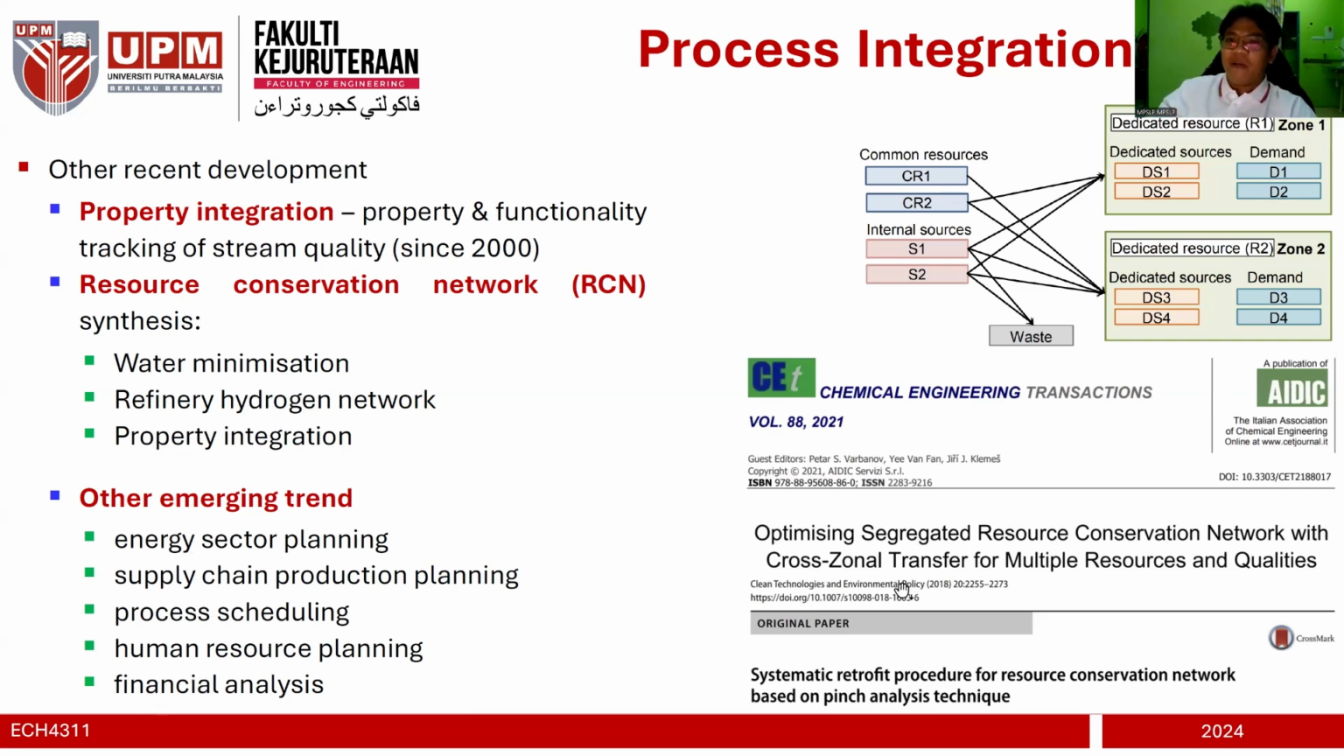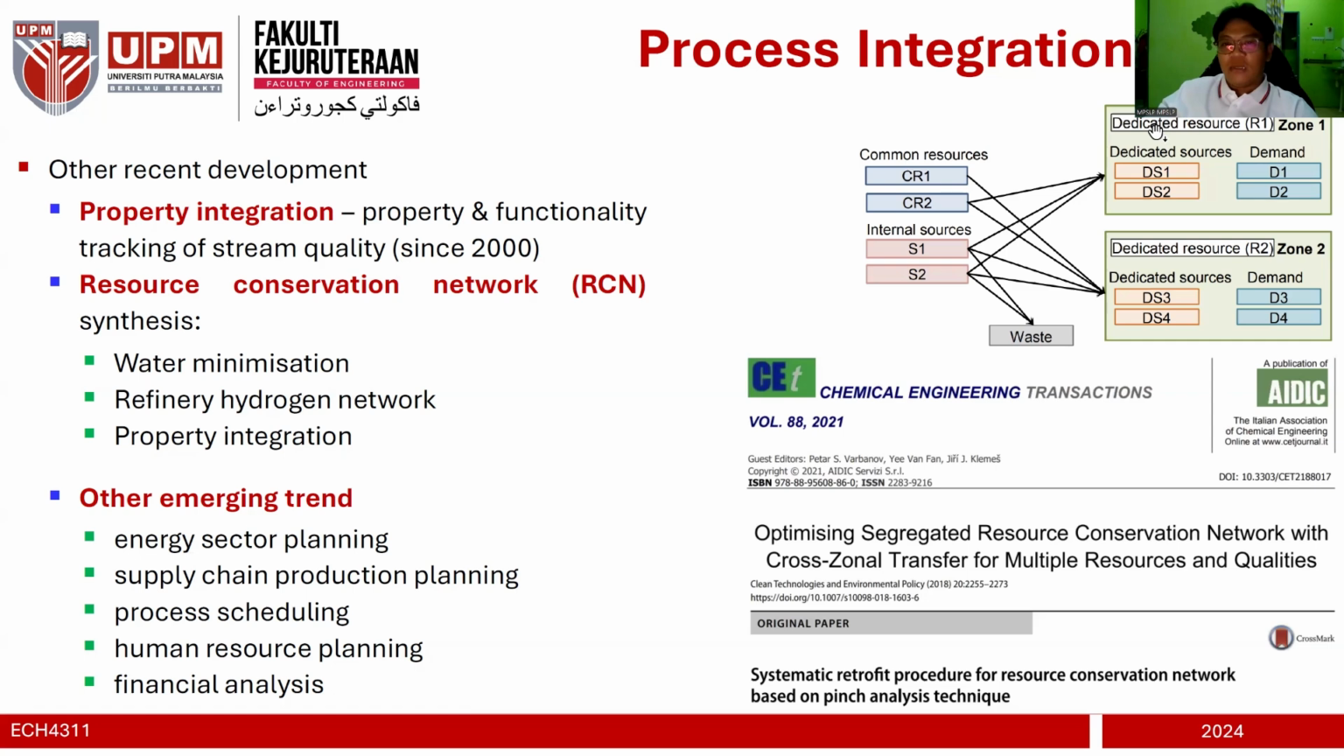So these are a few papers that I took. Maybe if you want to read, you can read. These are just other examples where people do optimization, mixed linear. I'm not really an expert on this, but they use a mixed linear approach, whatever approach they do, to use common resources as well as internal resources, waste, and dedicated resource demand in various zones, and try to see what's the most optimum solution here.